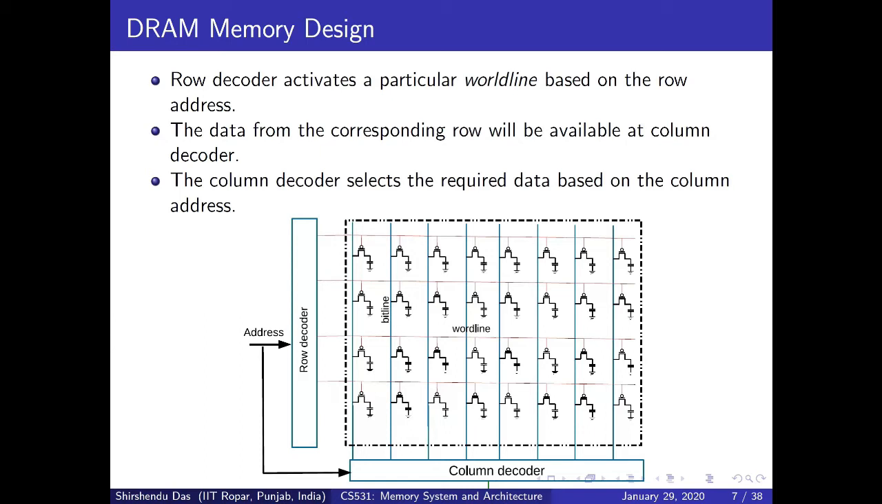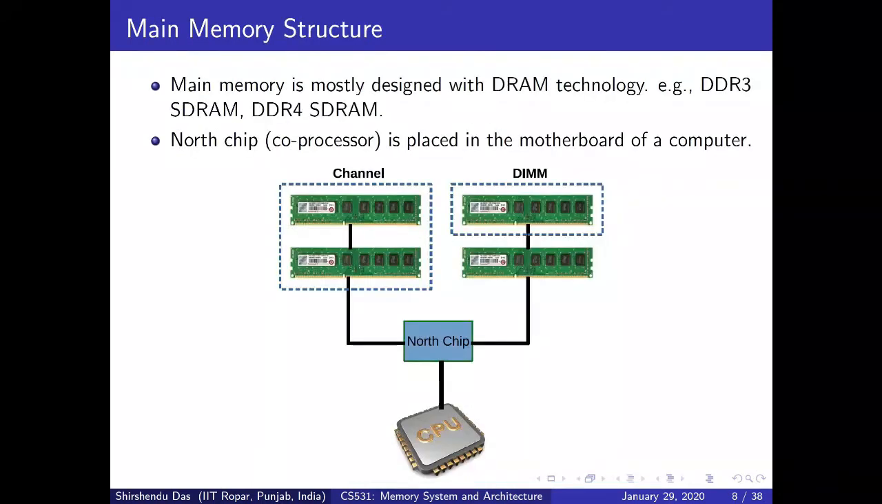I have not explained write because this is read. In the case of read, data flows from this direction, and in the case of write, data flows in the opposite direction. This is the difference. How exactly read and write are performed in binary in a DRAM cell will be discussed in the next slide. Now I'll discuss the structure of main memory, which we also call the RAM of the computer.